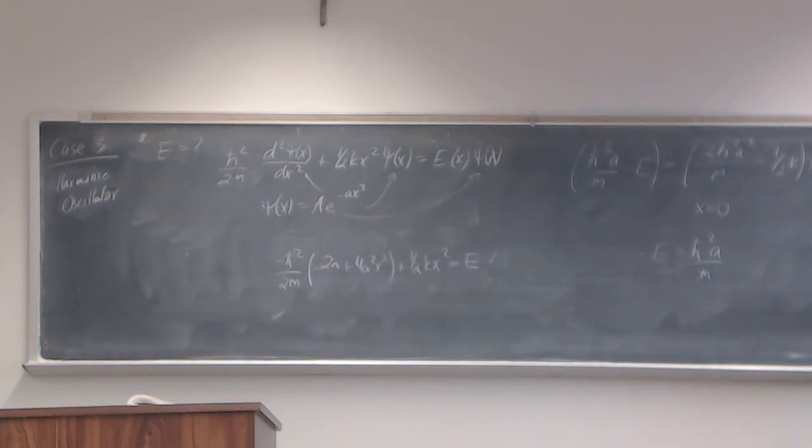Now, I can solve this for a, and get that a for this problem is equal to the square root of mk over 2 h bar. And therefore, if I put this back into E for what I've got for a, I can now say that E is equal to h bar over 2 times the square root of k over m. Now, the square root of k over m should be familiar to you for the harmonic oscillator. We saw the square root of k over m back in 2211 and 2212 for that matter. So it can be distilled down like this.